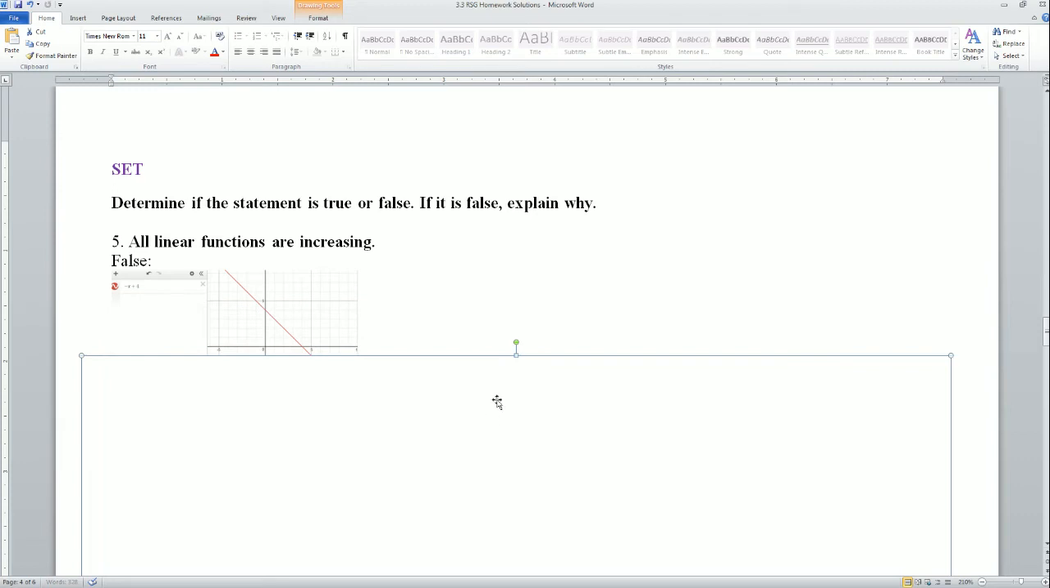I'm going to show you. False. This is the one with the negative slope, negative x plus 4. Okay, I proved it wrong. Alright, next one.